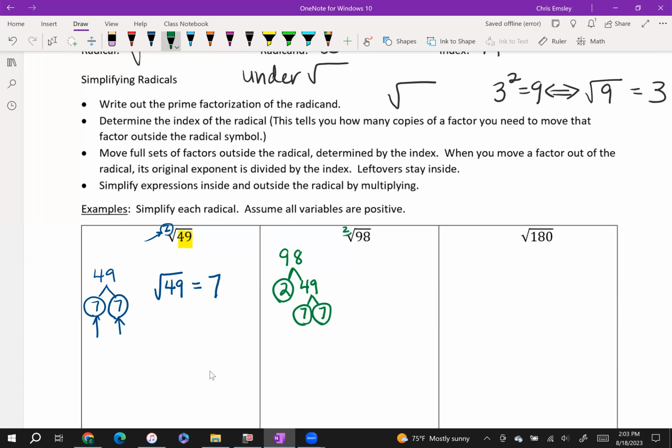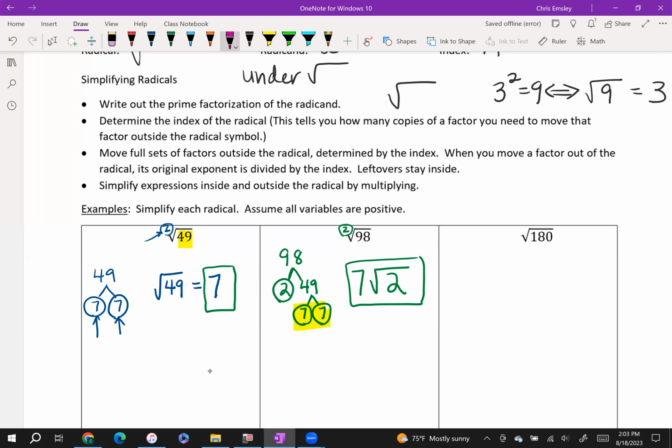Again, not written, but we know as a square root, our index is 2. So we are looking for pairs. Here's one pair of 7s, so the 7 gets to come out of the radical. However, we don't have a pair of 2s. We only have a single 2, so that one has to stay inside. So there is our simplified radical for the square root of 98. Notice our simplified radical here didn't even have a radical in it. It simplified all the way to a whole number.